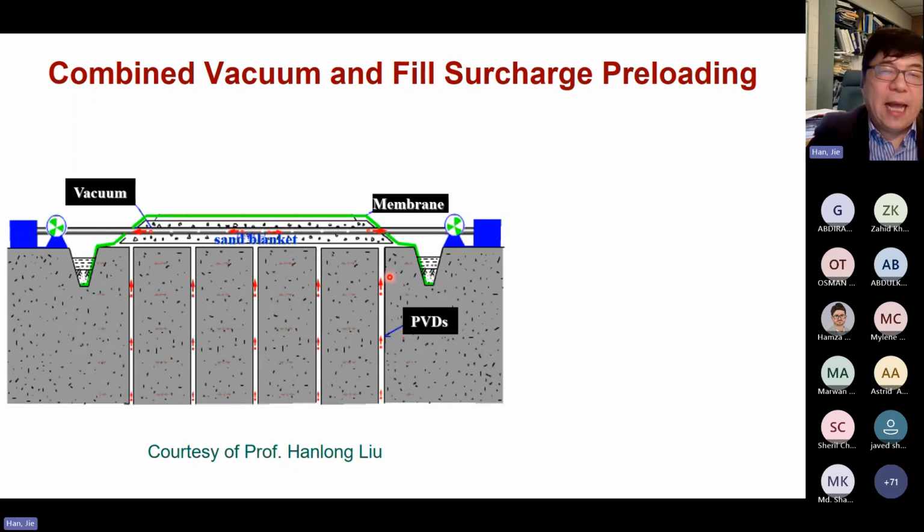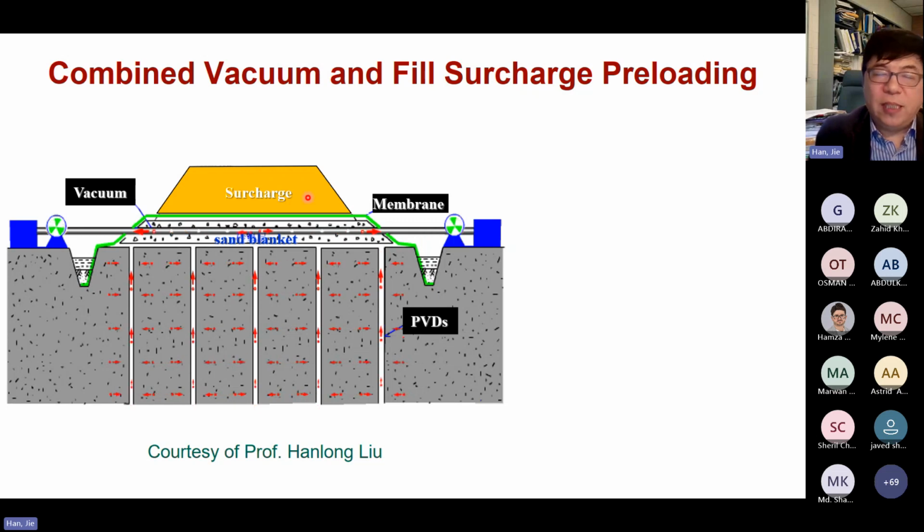And this utilizes the air pressure, because after we apply the vacuum underneath the membrane, then you have atmospheric pressure. That's equivalent to like 100 kilopascal. Now, then you say, well, what if I need more than 100 kilopascal? That's no problem. Then you can put a surcharge on top of this. Then you can increase the pressure. But at least with the vacuum preloading, without surcharge, you already generate enough strength in the very soft soils.